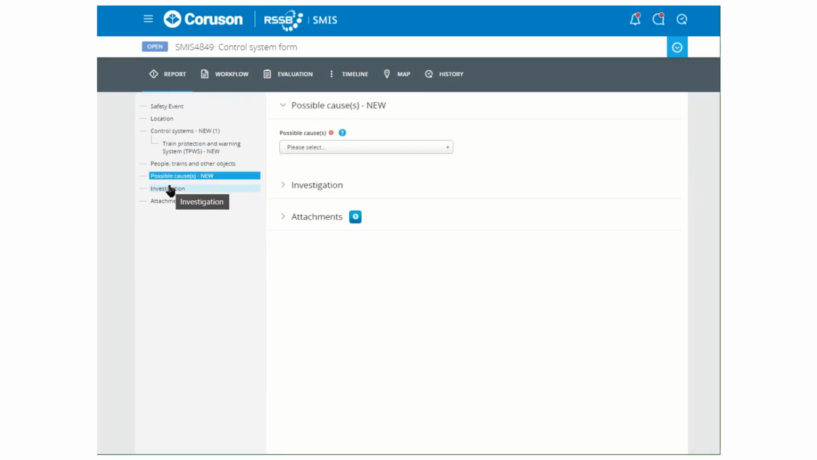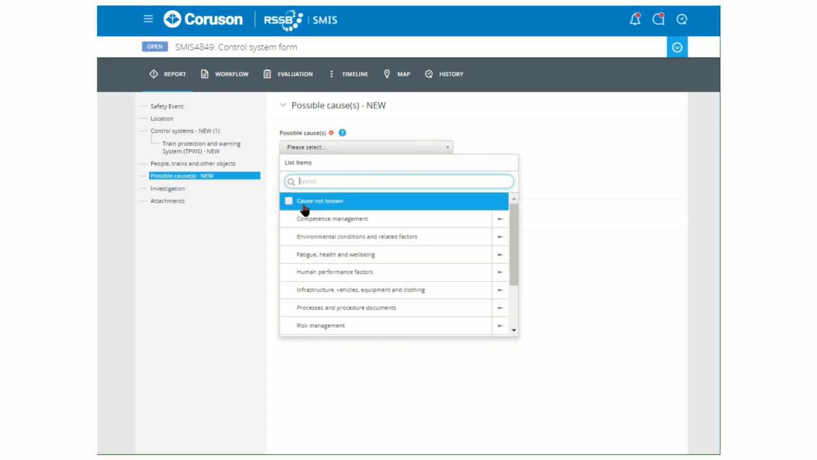Finally, let's go through some of the relevant possible causes for the control system sub-event. So if we go to the possible causes section, one of the first ones is cause unknown, where if following the investigation into the incident, it is not apparent what caused the event. So you can select cause not known.